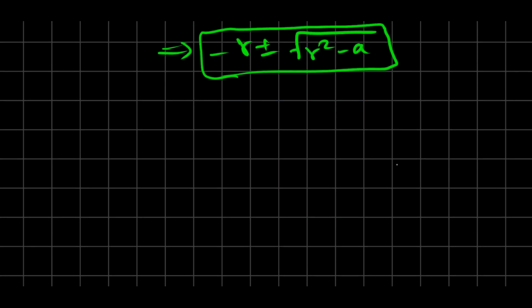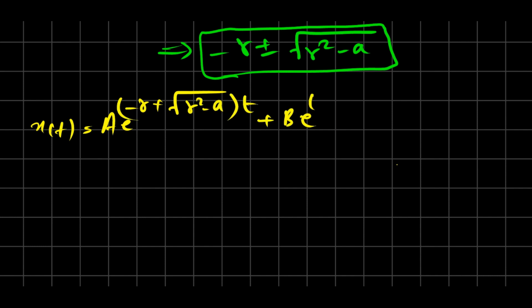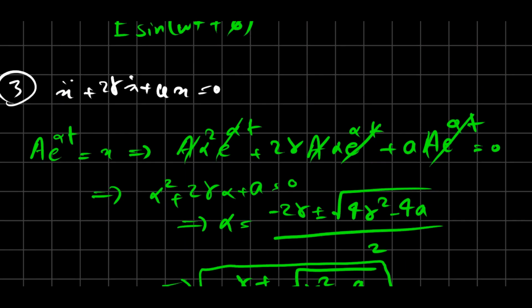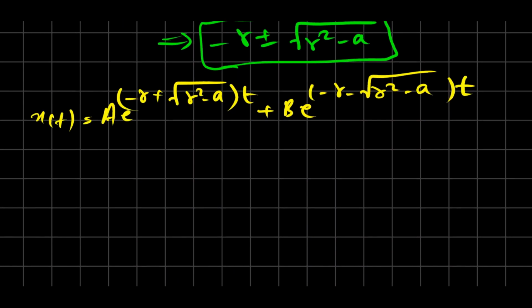So we have, again, two solutions. Our x of t is like this: a e to the power of minus gamma plus the square root of gamma squared minus a, times t, plus b e to the power of minus gamma minus the square root of gamma squared minus a, times t. And this linear differential equation is solved too. This video was basic knowledge of linear differential equations.